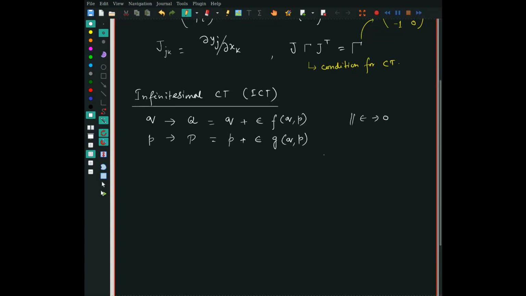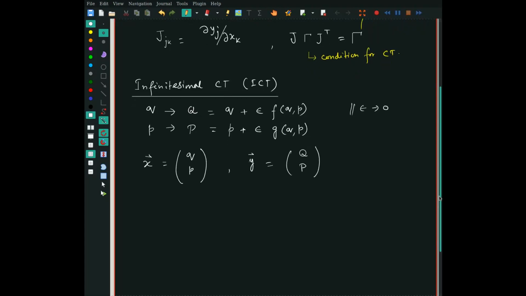Now I ask, what is the condition such that this transformation is canonical? What is the condition on this f and g such that this infinitesimal transformation is canonical? First, I know that I have to form the Jacobian. For this, I will first construct my x and y. So x is just (q, p), and y rather is just (Q, P).